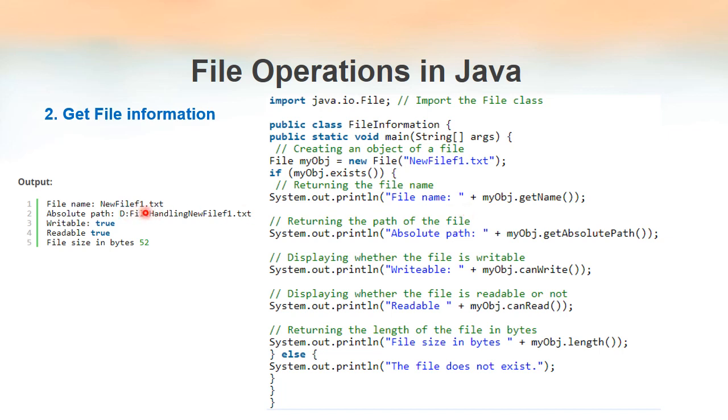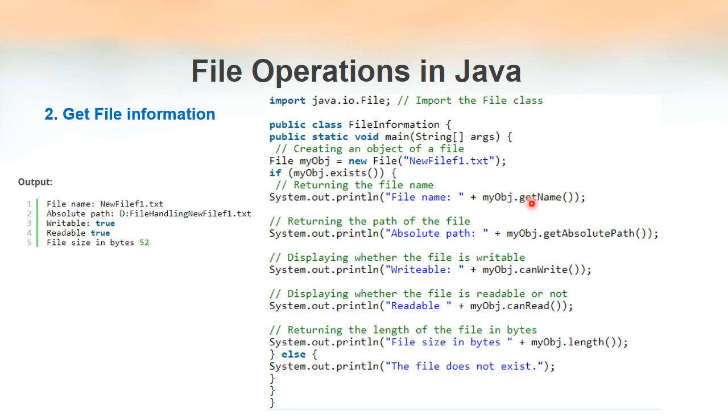So file name, that means this line, we'll be getting the name of the file. Then absolute path means the location at which the file is located. Then whether it's writable or not, we are getting it as true. All these terms, file name, absolute path, we are getting in the output because we have mentioned them inside the double quotes in System.out.println. That is why we are getting the term file name here.